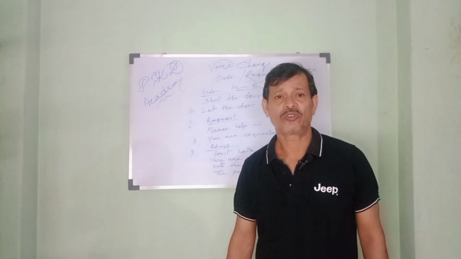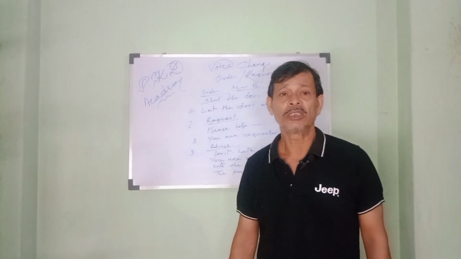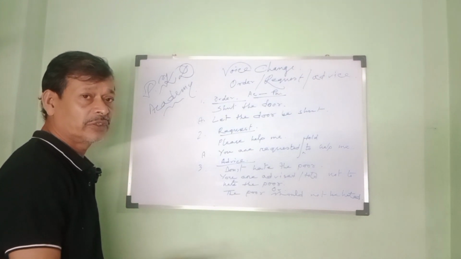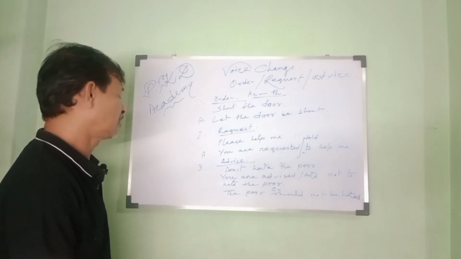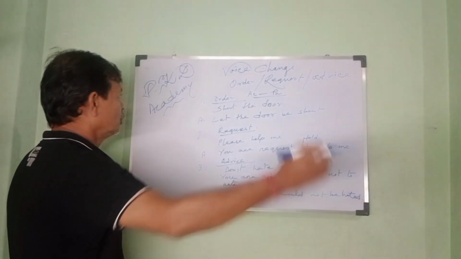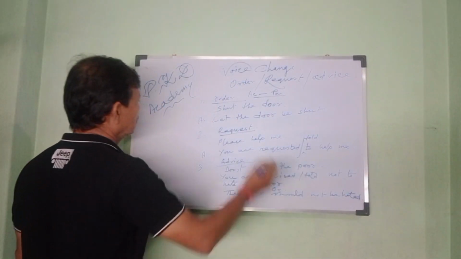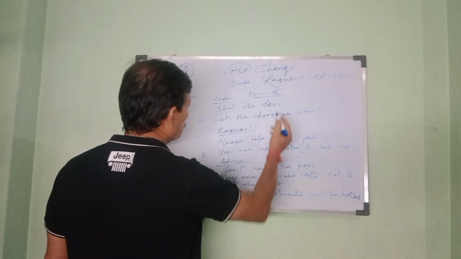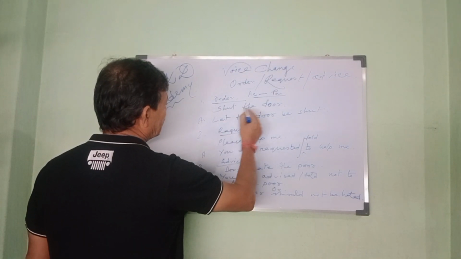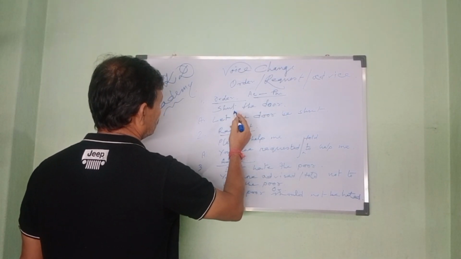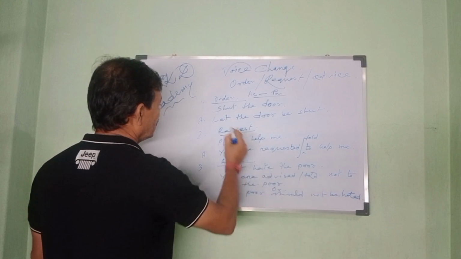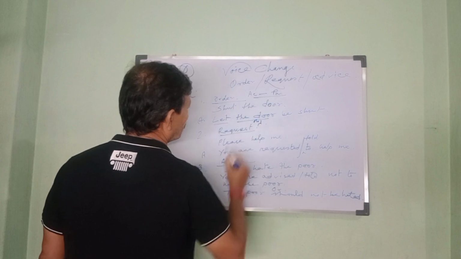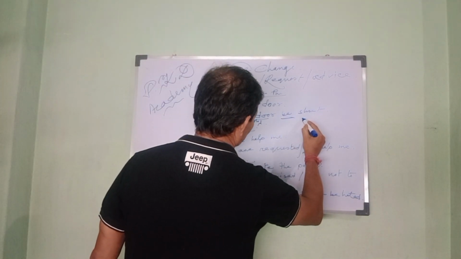Okay, now I have to go to the board to instruct you line by line. Okay, now have a look at the board. I am going with the examples. You know, voice change of order, request, and advice. In case of order, you know what kind of sentence is order: Shut the door. In case of order, you have to take let, then object, then be verb, then the third form of verb.